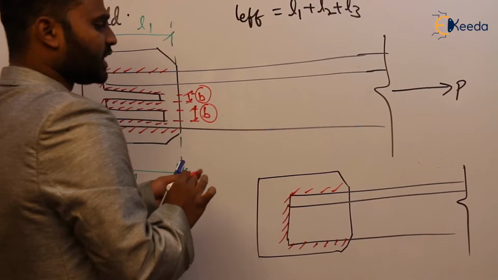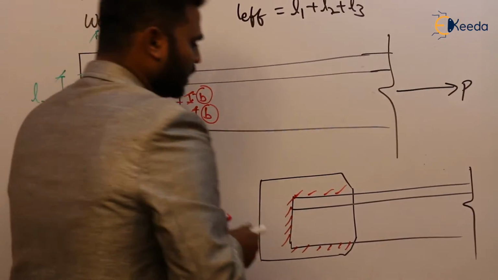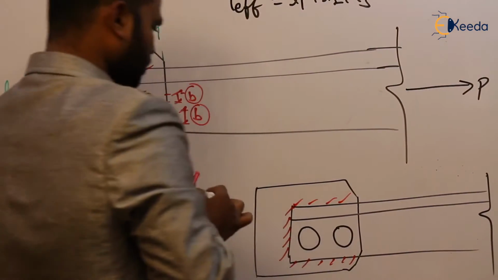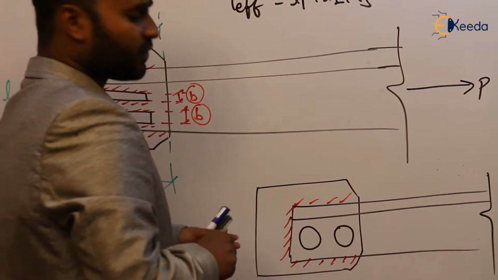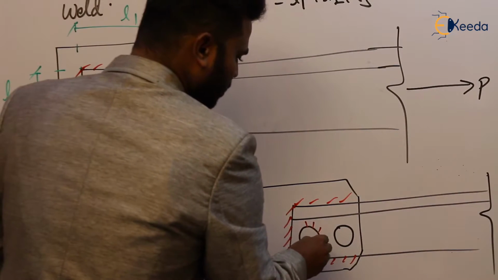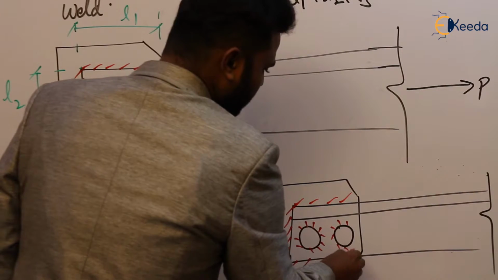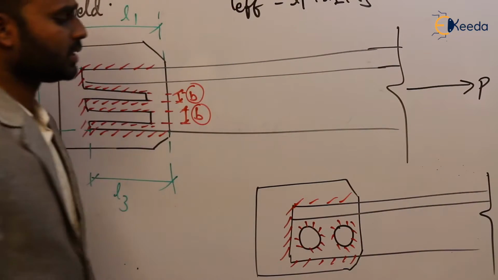Now this length, L1 plus L2, L3, is not sufficient. Then what to do? We have to make a slot like this. Now throughout the circumference or periphery we can make it. Now in this way the length of the weld can be increased or not? Yes, obviously.